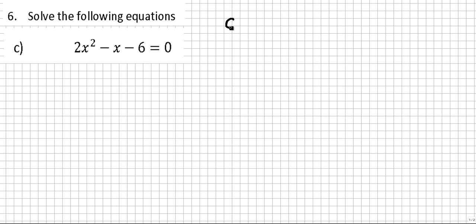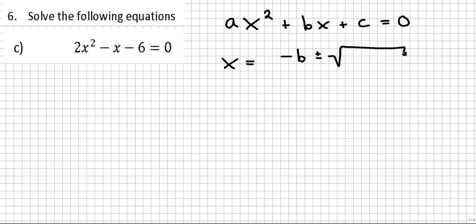If we have an equation that looks like this, any number a times x to the power of 2, an equation of the second degree, plus b, another number, times x, plus a constant, another number c, is equal to 0, then we have the quadratic formula: x is equal to minus b plus minus the square root of b to the power of 2 minus 4 times a times c, and everything divided by 2 times a.